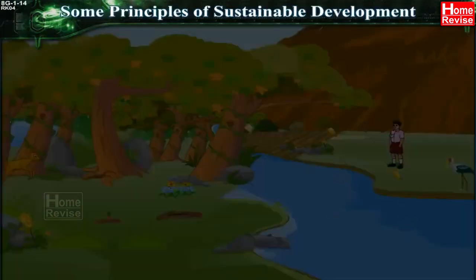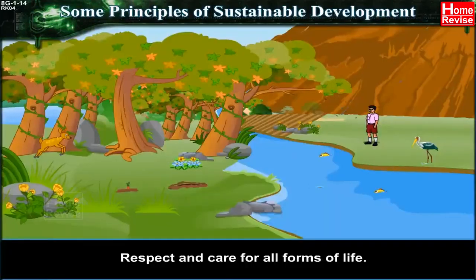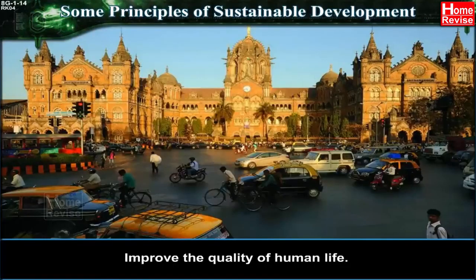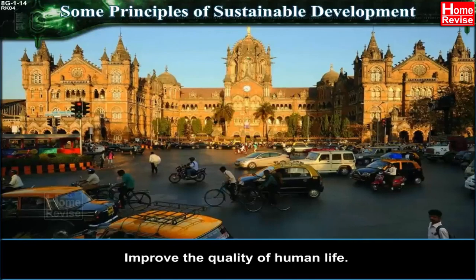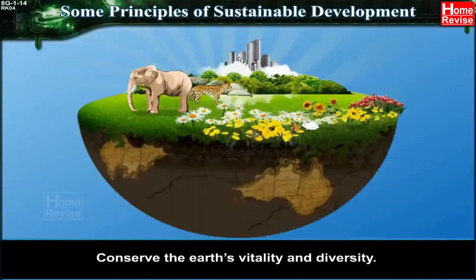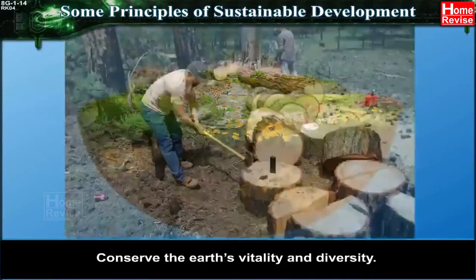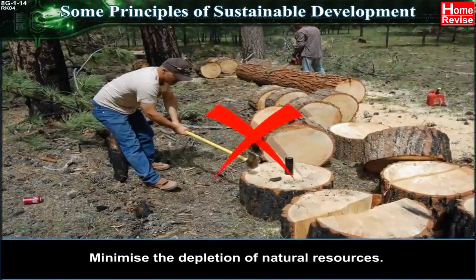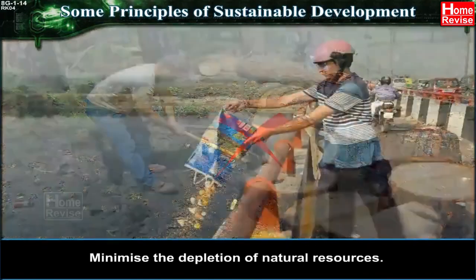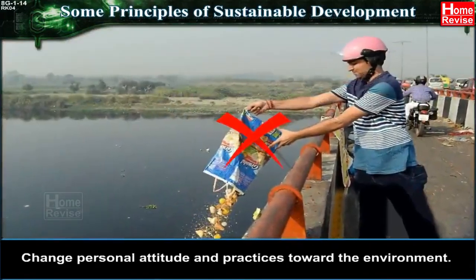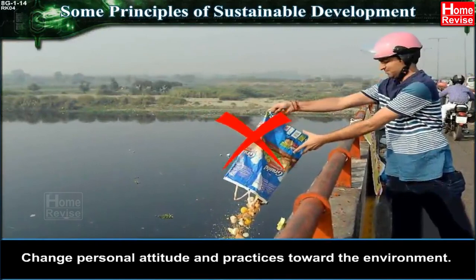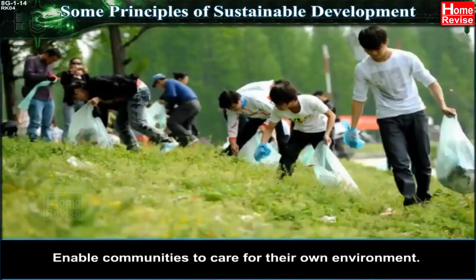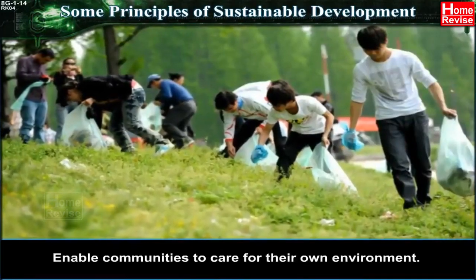Some principles of sustainable development: respect and care for all forms of life, improve the quality of human life, conserve the earth's vitality and diversity, minimize the depletion of natural resources, change personal attitudes and practices towards the environment, enable communities to care for their own environment.